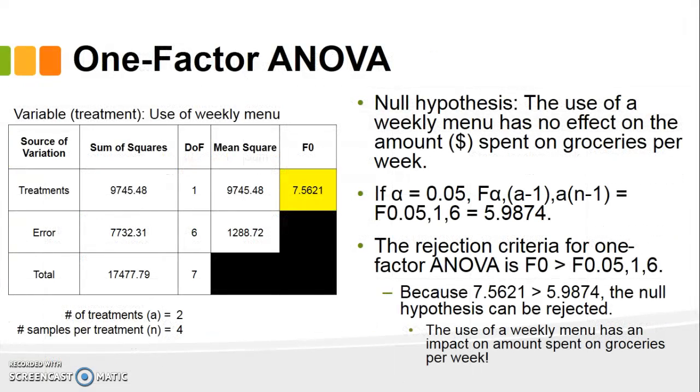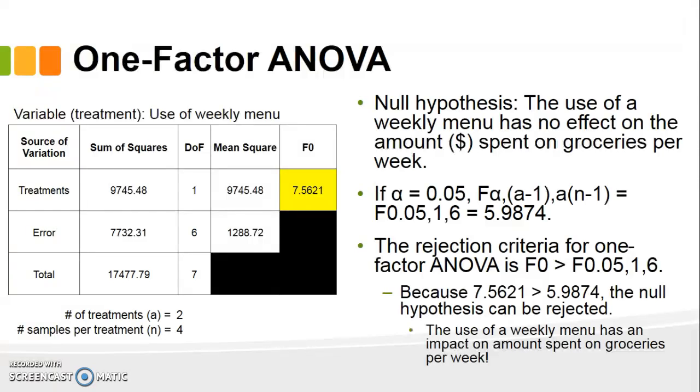So going straight into the one-factor ANOVA, I did perform this as part of an assignment that we had a couple of weeks ago in class, and I had 2 treatments. So going straight for the weekly menu, because we didn't implement both improvements at the same time, I really could have chosen either one as a treatment. So the 2 treatments are 1, the use of a weekly menu, or 2, no use of a weekly menu.